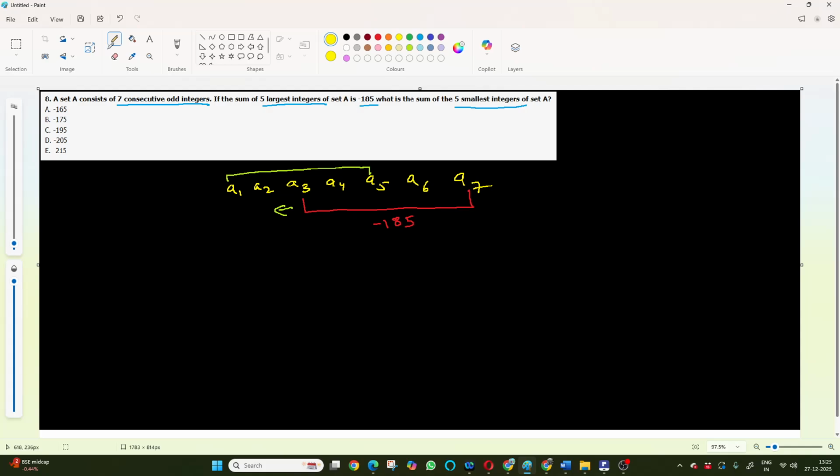So basically, there are five items from A3 to A7. Each of them needs to be moved 2 places to the left, that is 4 units, to get this green line. So basically, minus 4 for each item, and there are five items. So we have to go minus 4 times 5, minus 20, below the previous sum. And the previous sum was minus 185. So the required sum is nothing but minus 185 minus 20, which is minus 205. From the options, therefore, choice D is the correct answer.